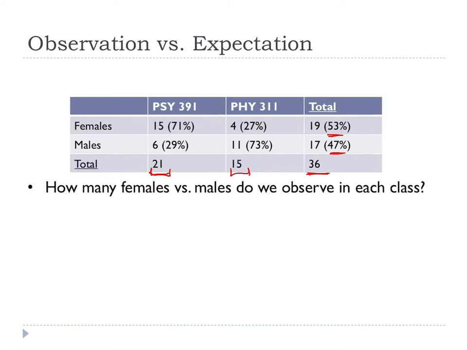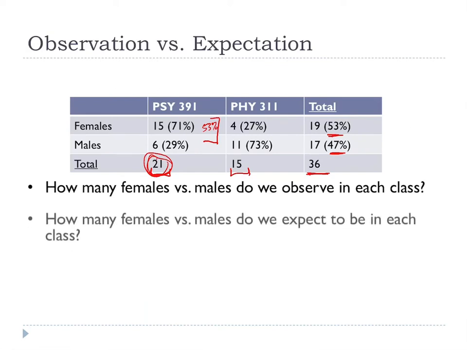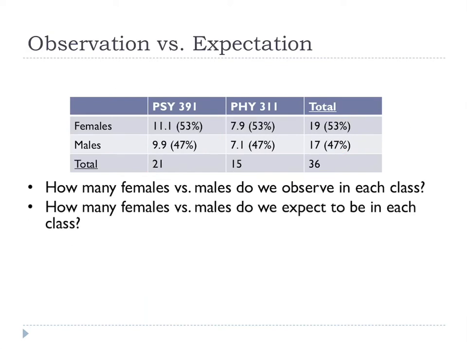If all of our sample is 53% female, then for each class, we would expect 53% of our class to be female. Okay? So let's take a look at how we actually calculate that out. Because females make up 53% of the total sample, we ask, what would these classes look like if the null hypothesis was true?